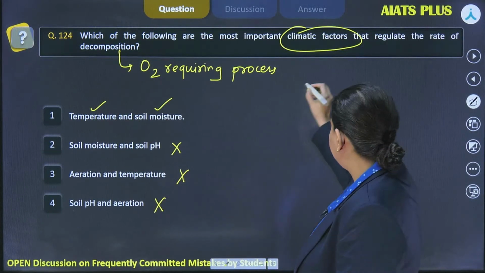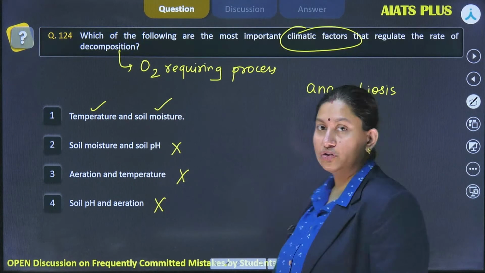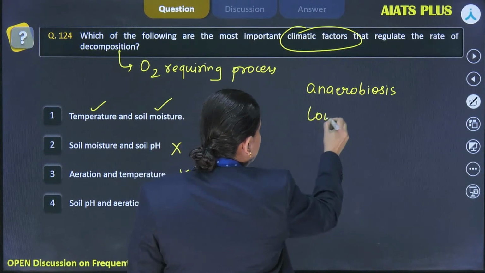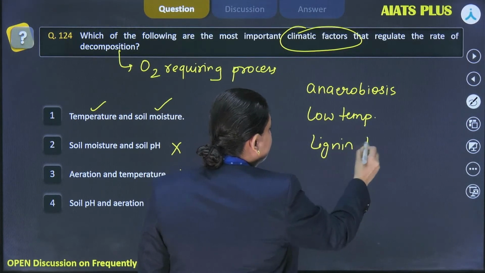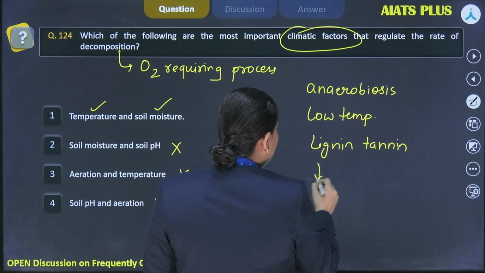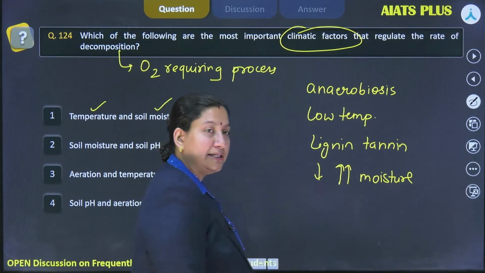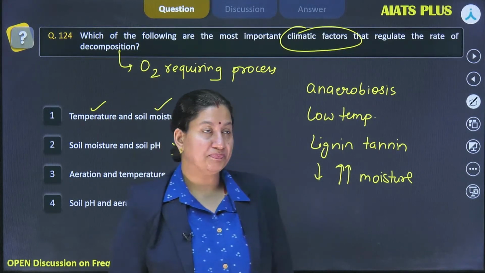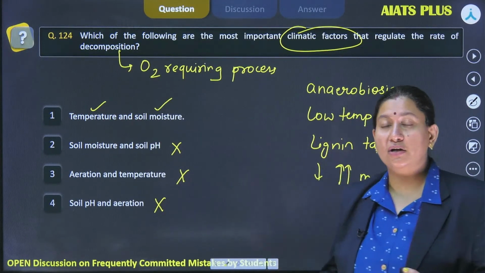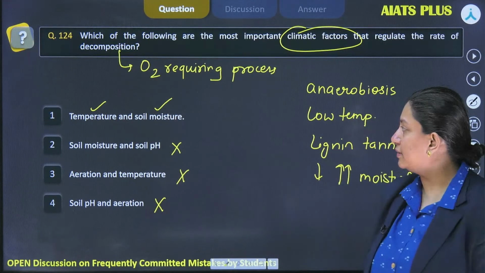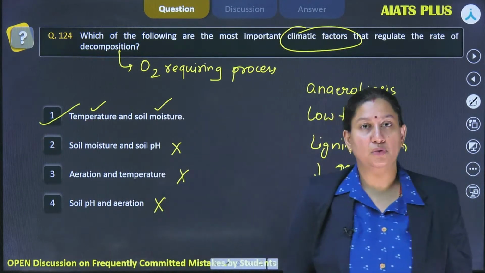If on the contrary, we see anaerobiosis, that means absence or lack of oxygen, or we have low temperature, or we have detritus that's rich in lignin, tannin, substances like these, or we have very low or very high moisture, in these conditions we are going to see that the process of decomposition is impeded, right? So this is how you should also know where it's going to be fastened and where it's going to be reduced. So this is all about this particular question, and the correct answer is going to be option number 1.